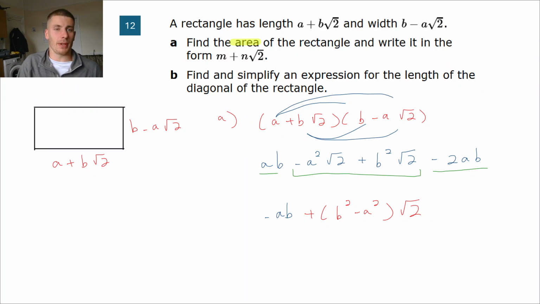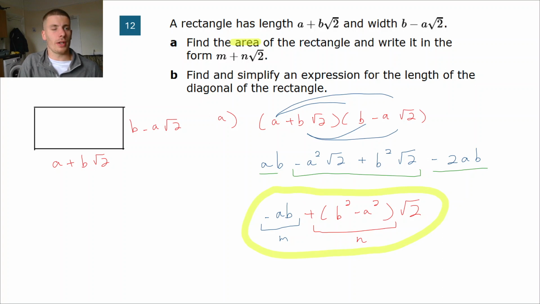Okay, and that is my answer, because this is my m part down here, that's m, and then my n part is over here. So it's b squared take away a squared, that's the n part. Okay, and that is my answer. So there we go, give that a bit of a highlight.